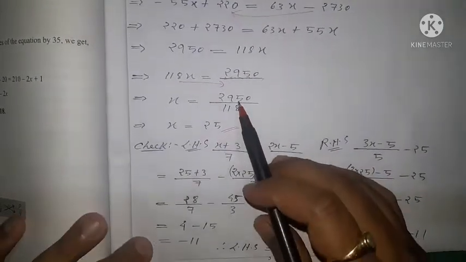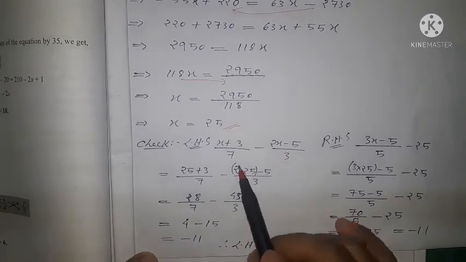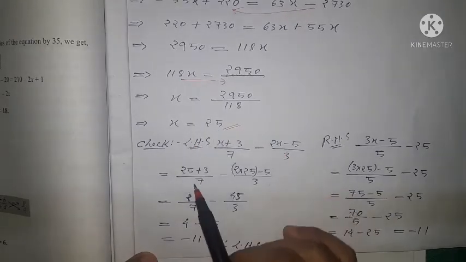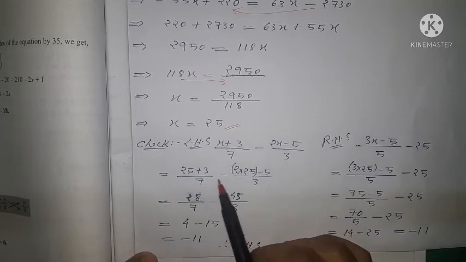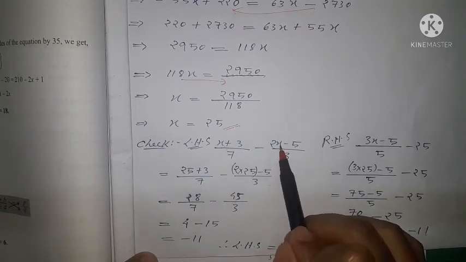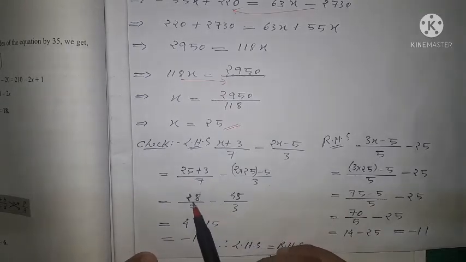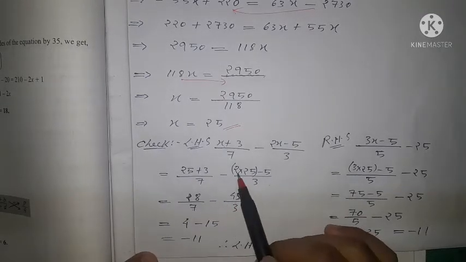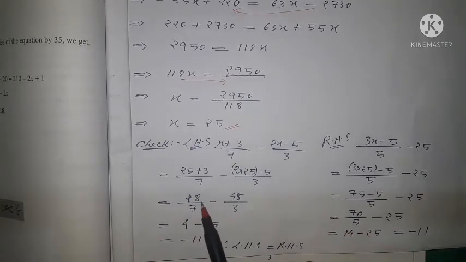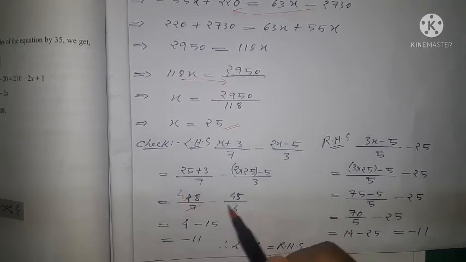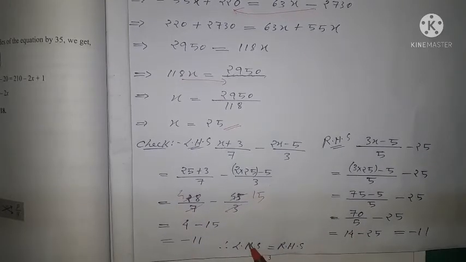So let's check whether it is correct or not. Now take the LHS part. If we put 25 in place of x here in the left hand side, so 25 plus 3 by 7, minus 2 into 25 minus 5 whole divided by 3. So it is 25 plus 3, that is 28 by 7, minus 50 minus 5, that is 45 by 3. If we cancel here, it is 4 and it is 15. So therefore 4 minus 15 is equal to minus 11.